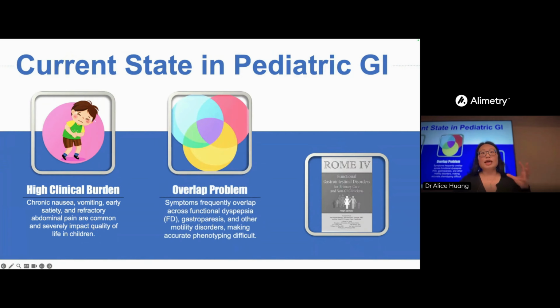So her pre-Alimetry diagnosis was gastroparesis. She also came back positive for hydrogen SIBO, slow transit constipation, and malnutrition. So you'll see for this patient, it's really difficult to differentiate where these symptoms are coming from because everything looks slow.